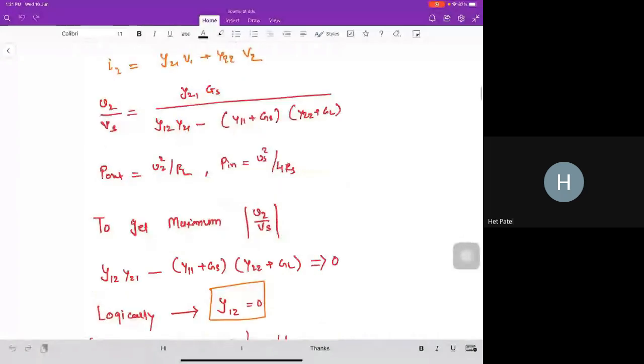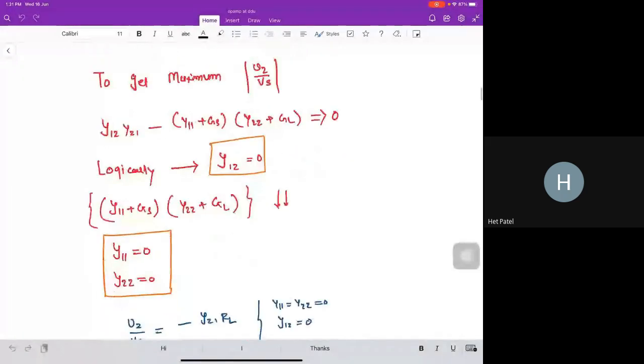After that, I have two terms, Y11 plus Gs and Y22 plus GL. I want to reduce these terms, so I take Y11 equal to 0 and Y22 equal to 0. This will be clear to you, don't worry.